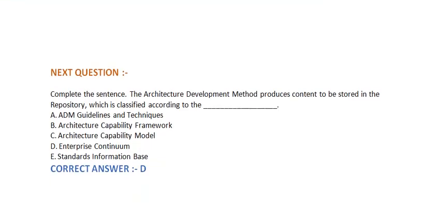Now moving to the next question. Complete the sentence. The architecture development method produces content to be stored in the repository, which is classified according to the: option A, ADM guidelines and techniques. Option B, architecture capability framework. Option C, architecture capability model. Option D, enterprise continuum. And option E is standards information base. And the correct answer is option D.